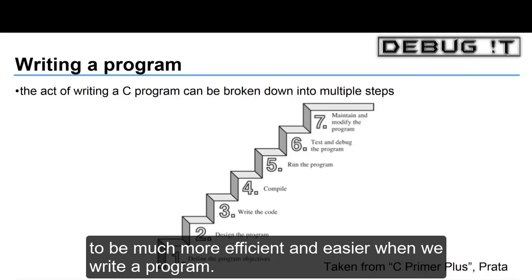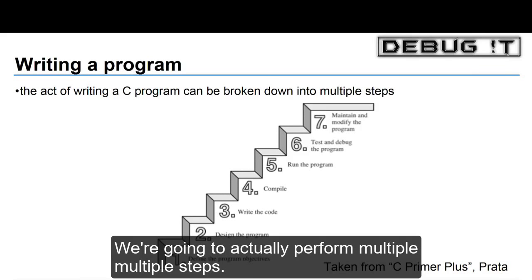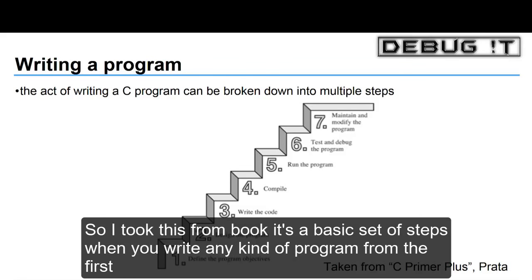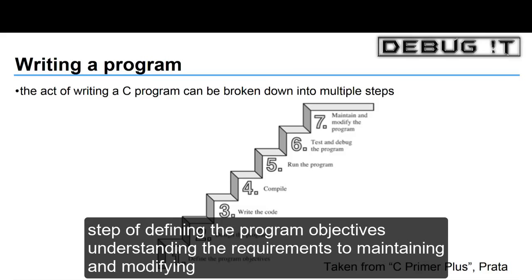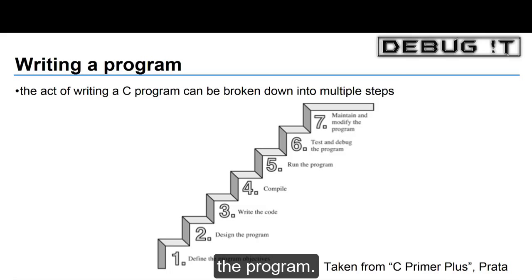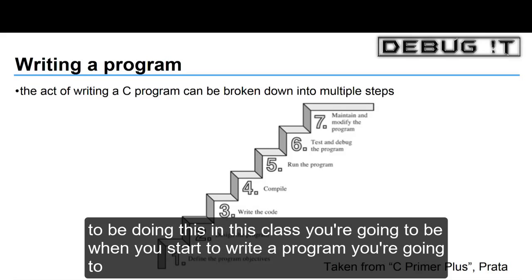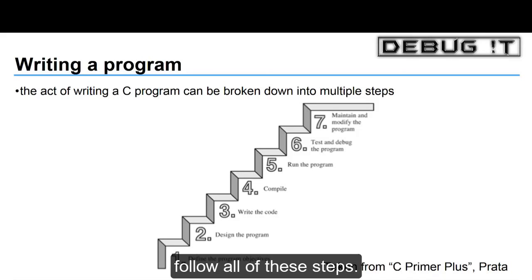When we write a program, we're going to actually perform multiple steps. And I found this illustration that really describes the steps in a really nice way. I took this from a book. It's a basic set of steps when you write any kind of program, from the first step of defining the program objectives, understanding the requirements, to maintaining and modifying the program. So let's just walk through these steps real quick, and you're going to be finding that you're going to be doing this in this class. When you start to write a program, you're going to follow all of these steps.